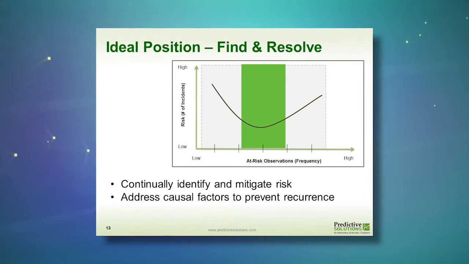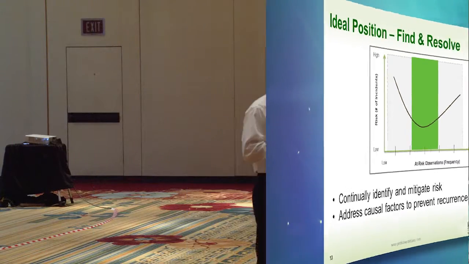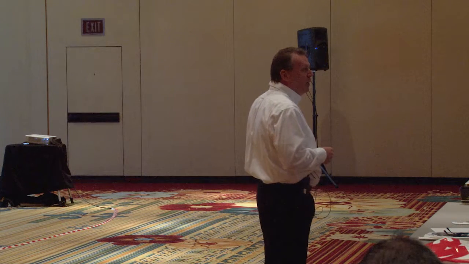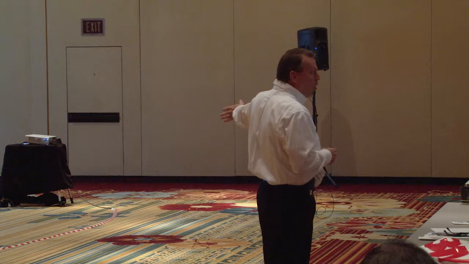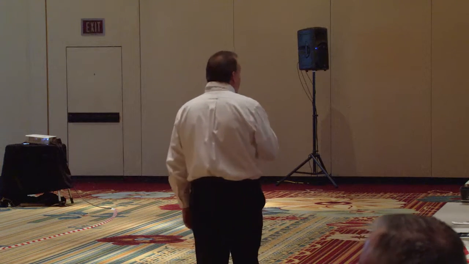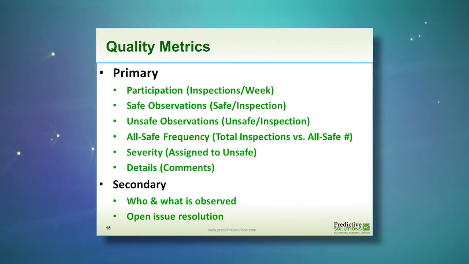Where you want to be is continually find and address these at-risk observations, and act on them, address the causal factors from a diverse, widespread team. Notice how the risk isn't zero. And I'm going to repeat that. The risk is not zero. There is no zero risk. There is no zero harm. But that is the fewest incidents that we tend to see, is to have a robust system where we're finding the at-risks, and when we see a trend, we're addressing the causal factors. That's where you want to be. So let's talk about a few metrics.